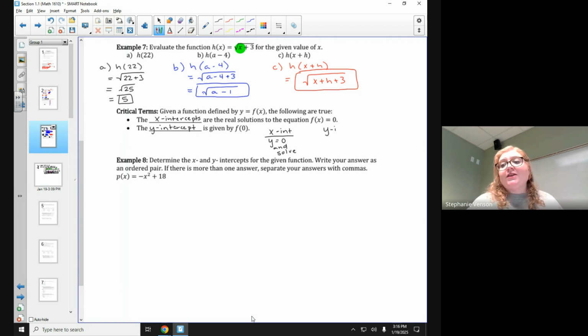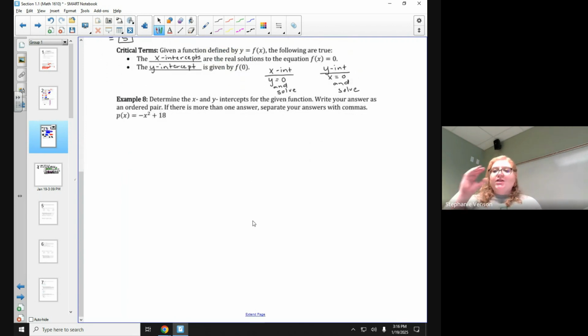Conversely, if you are asked to find the y-intercept, you're going to plug in 0 for x. So for the x-intercept, you let y be 0. For the y-intercept, you let x be 0. And solve. Keep that in mind as we go into example 8. It says determine the x and y intercepts for the given function. Write your answer as an ordered pair. If there is more than one answer, separate your answer with commas. They give us p of x equals negative x squared plus 18.